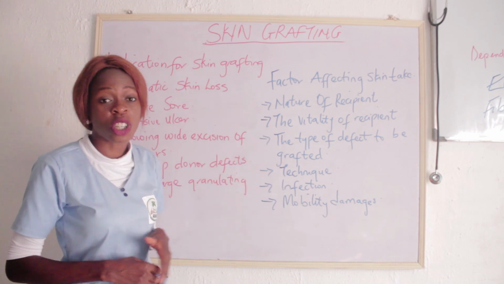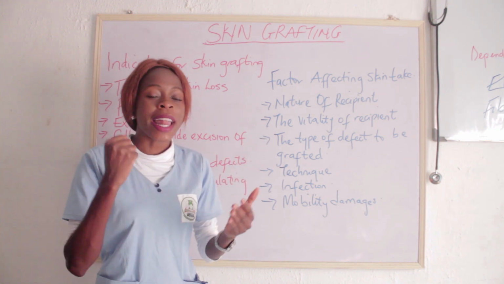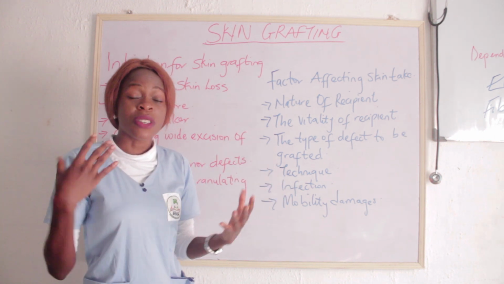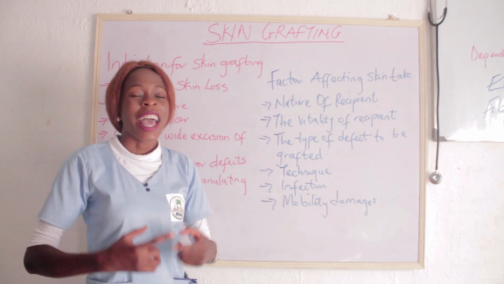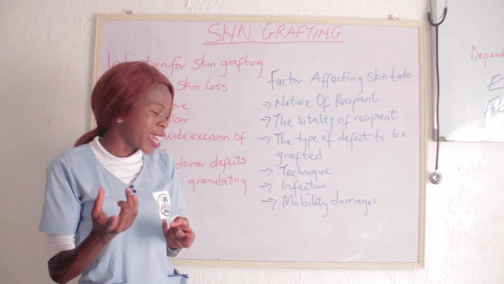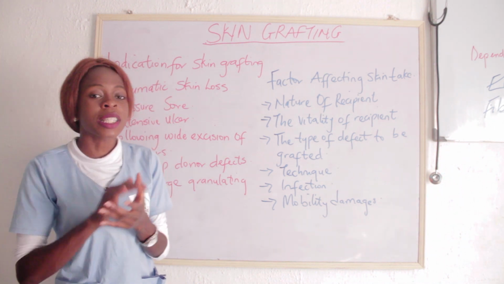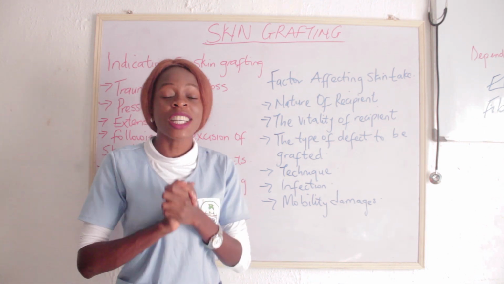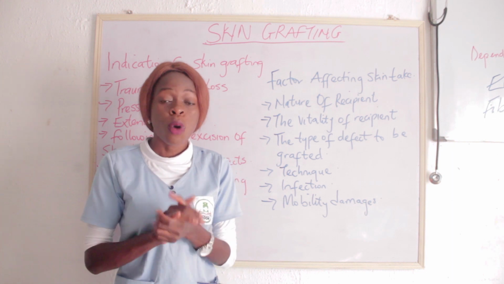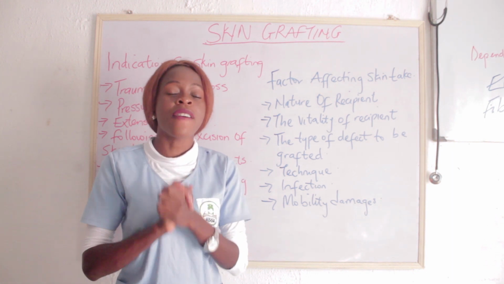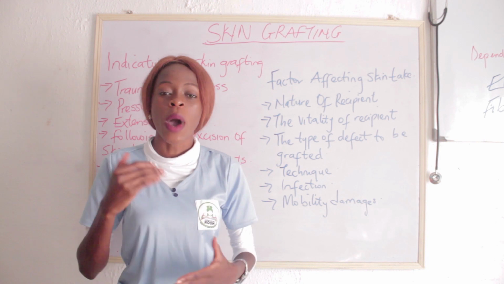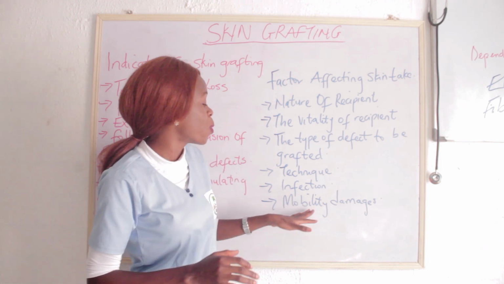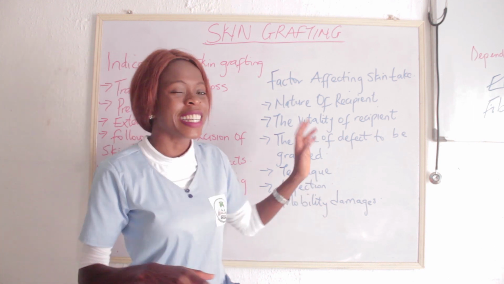We have infection. Infection will go a long way to affect the graft take. If there is infection, it's going to cause a problem, and the graft take is going to be impaired. Then another one we have is mobility damage. So whenever the skin graft is carried out, immobilization is very, very important. That's how you are able to mitigate mobility damage.